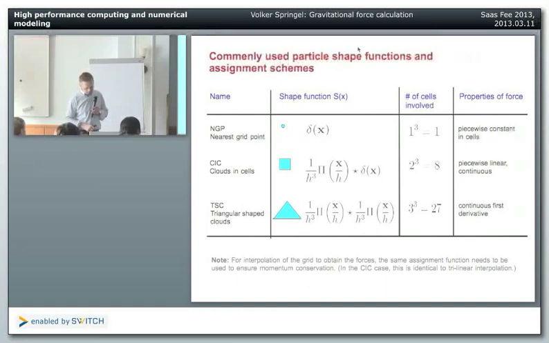Now the next higher order assignment function is what's called a clouds in cells assignment. Here you give the particle a shape that's equal to a cube, the cubical size of one of your mesh cells. And once you put down this cube and move it over the grid, you will see that it will typically overlap, of course, in 3D with 8 of the mesh cells to various degrees. And exactly the degree of this overlap will determine how much mass you assign to each of these 8 cells.